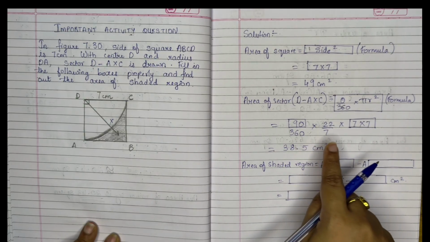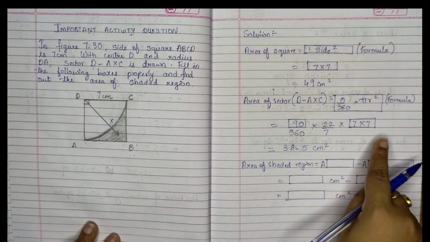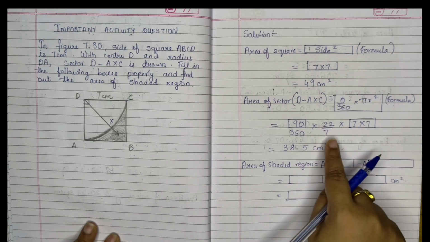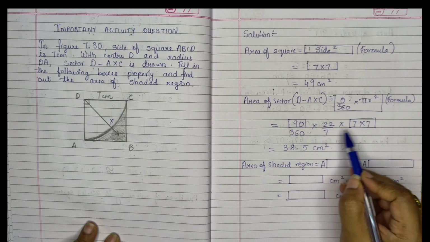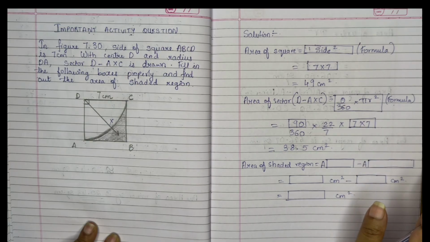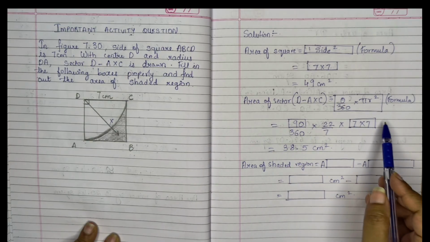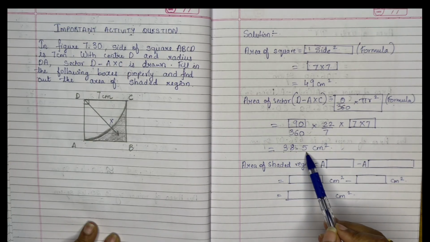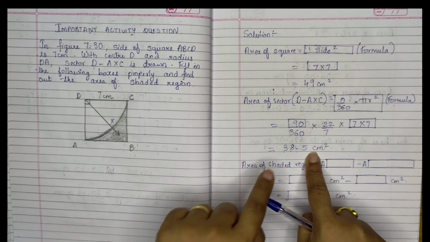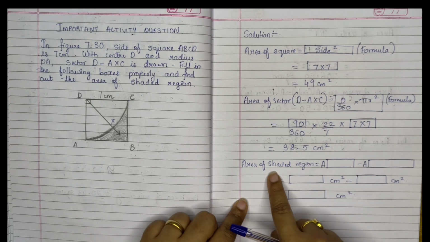Now see this working. You just have to fill in the boxes here. Don't do the reducing work here. Don't do the cutting work of 7 and 7. That has to be done in the rough work. So when you solve this, you will get 38.5. This is already given. Understood? Now the area of the shaded region.